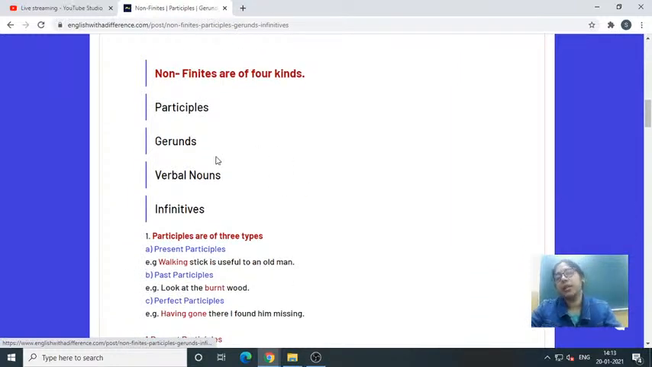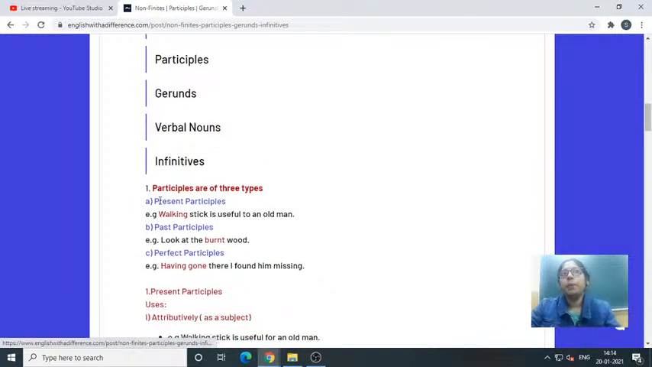What are these? First of all, participles. I think all of you know this name, participles, then gerunds, then verbal nouns, then infinitives. Got it? Participles, gerunds, verbal nouns, infinitives. Okay. So participles are of 3 types. First of all, present participles.